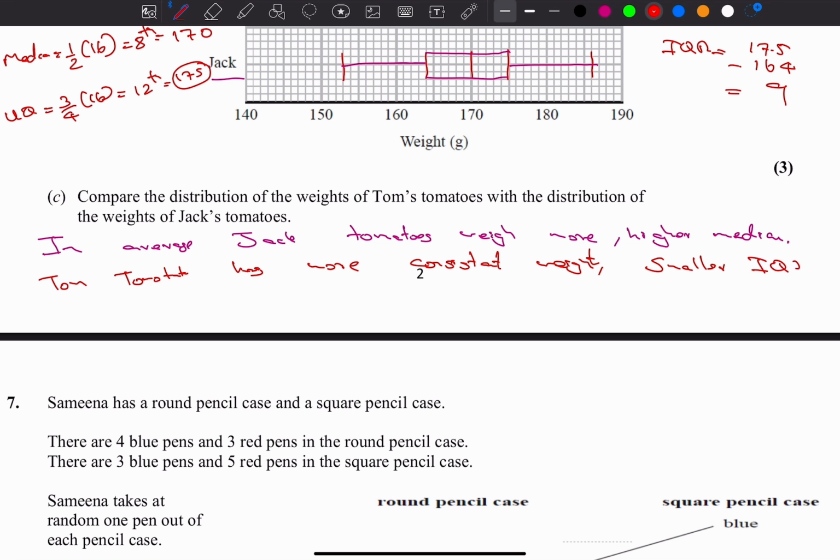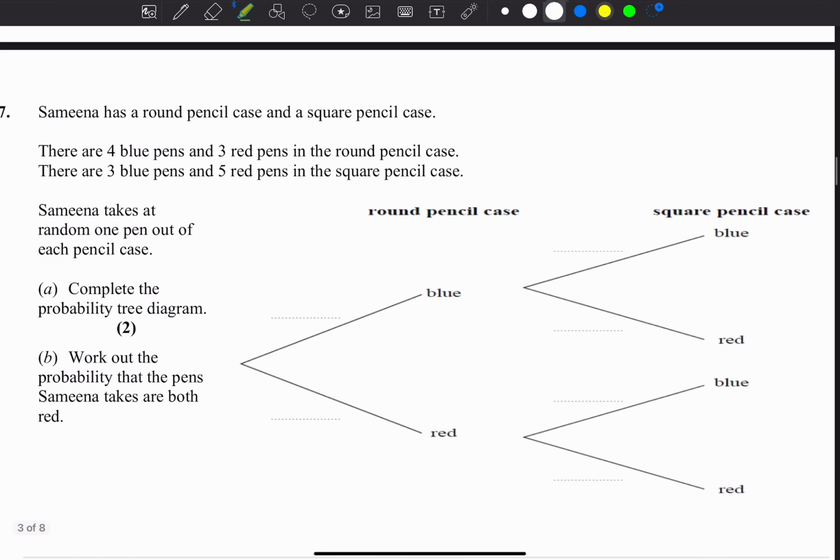Remember, these are the two things you should always say. Whoever has the higher median, smaller interquartile range. That's how you write the answers. Don't even think about anything else. Next one.